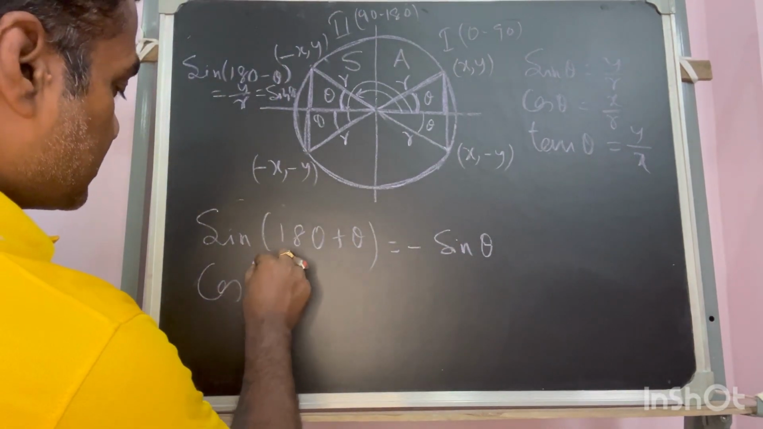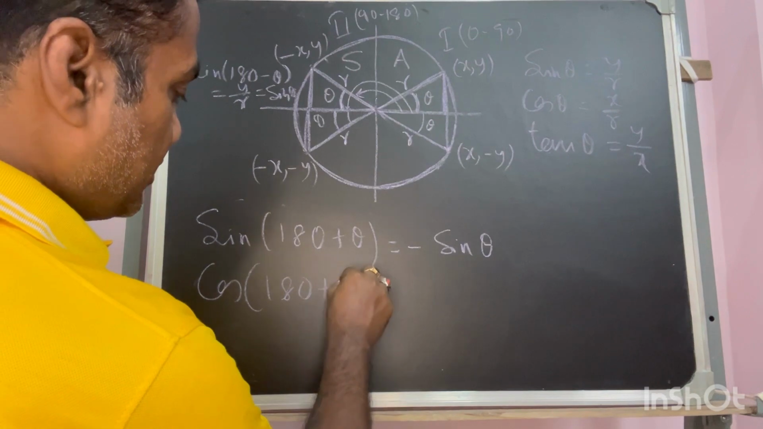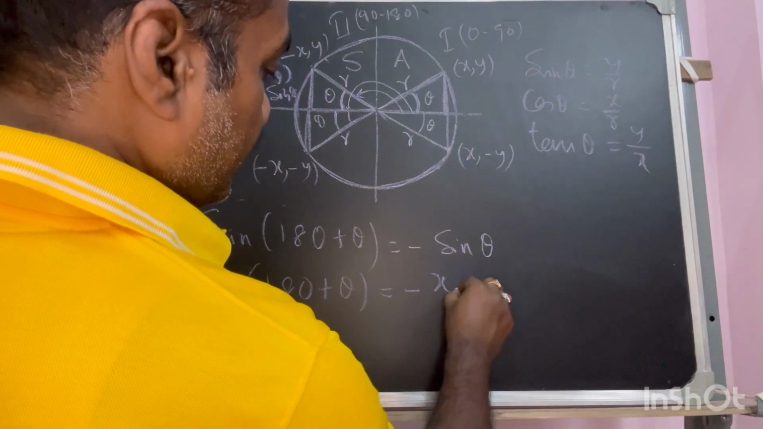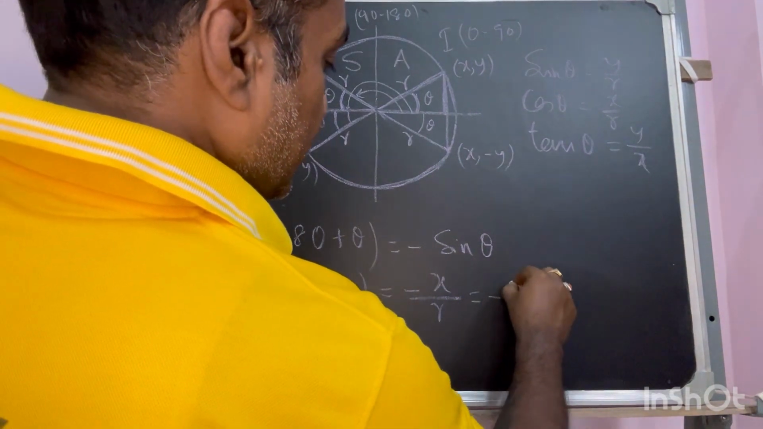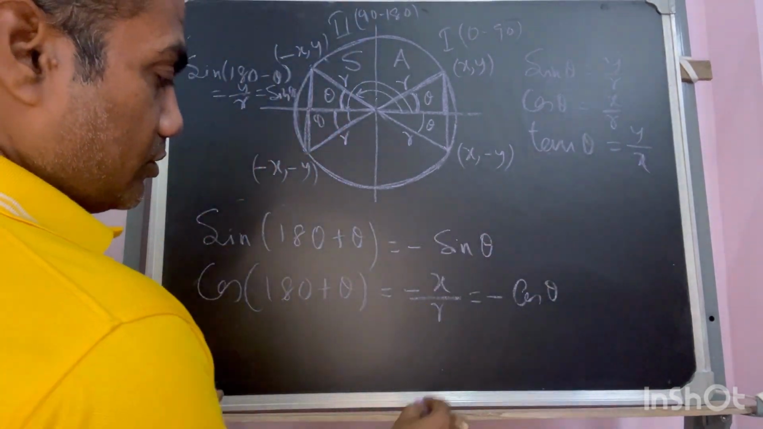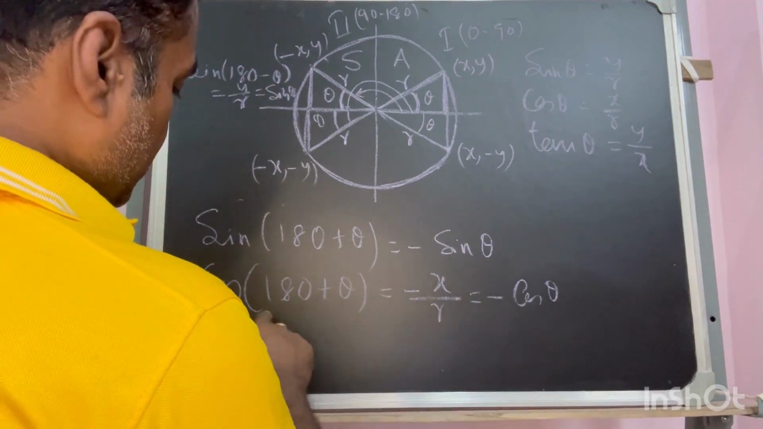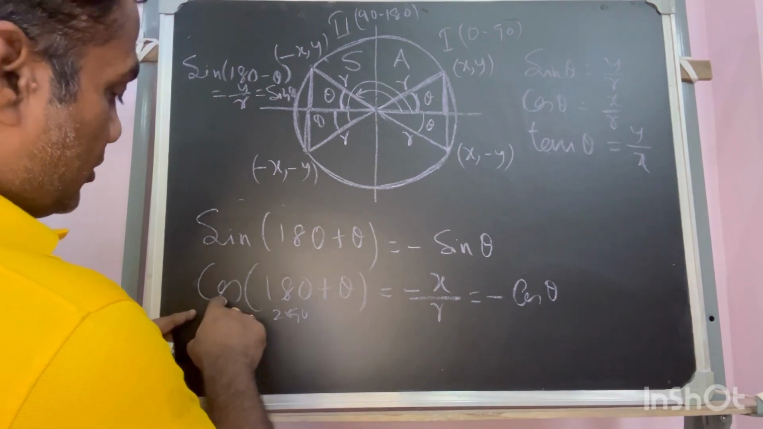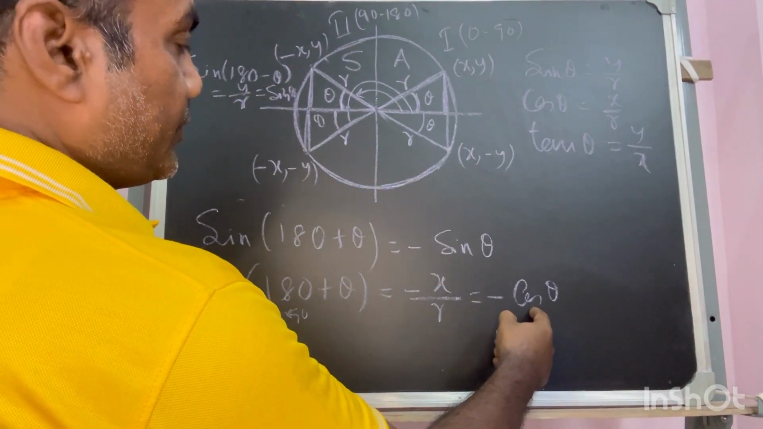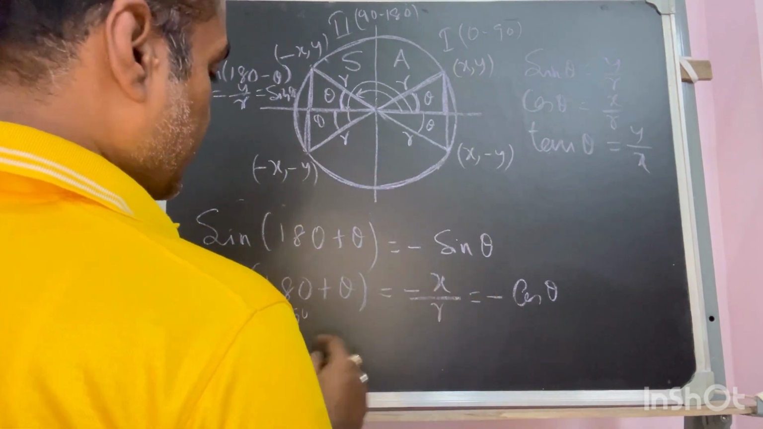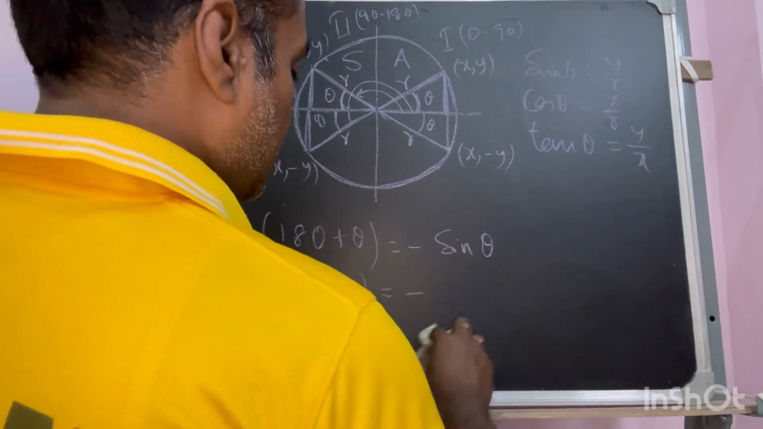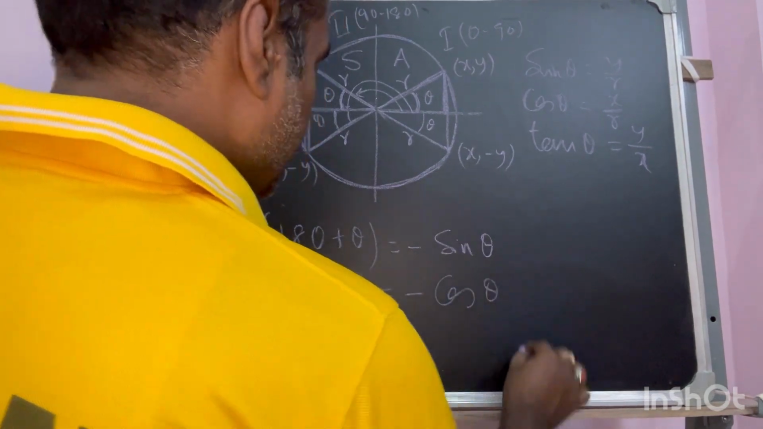Let me check the cos of 180 plus theta. Now this will be how much? Minus x by r. This also gives a minus result. X by r is equal to what? Cos theta. So that means in the third coordinate, because it is 2 into 90, it is not changing the ratio, cos will be cos, but because it is in the third coordinate, cos is negative. So in this coordinate, cos is also negative. So we can directly write it as minus cos of theta.